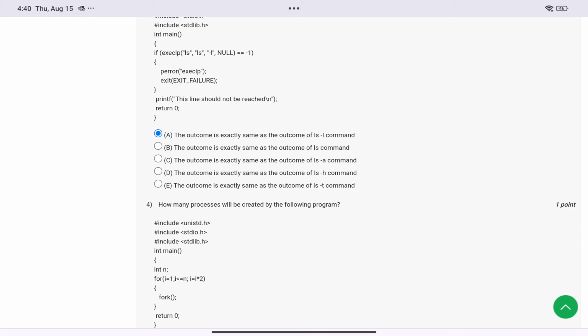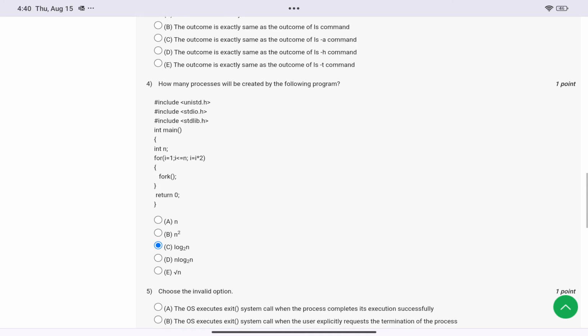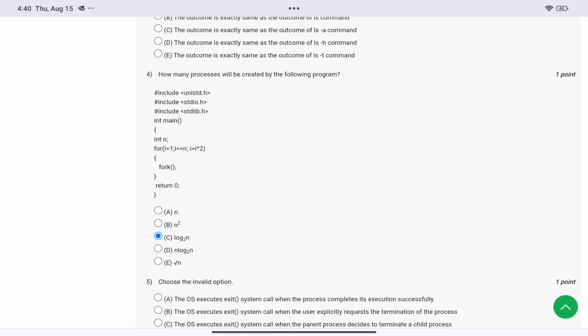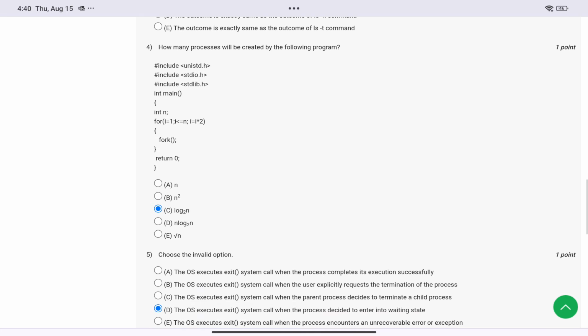The output will be exactly the same as the output of the -l command. Now the same goes for question number 4. Question number 4 is very interesting. We also solved this question multiple times in the classroom.